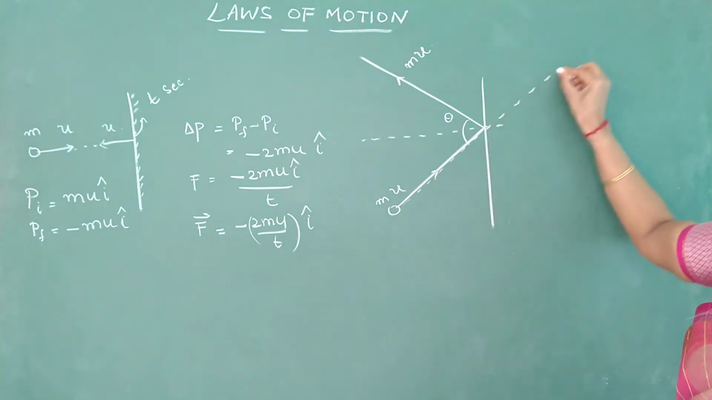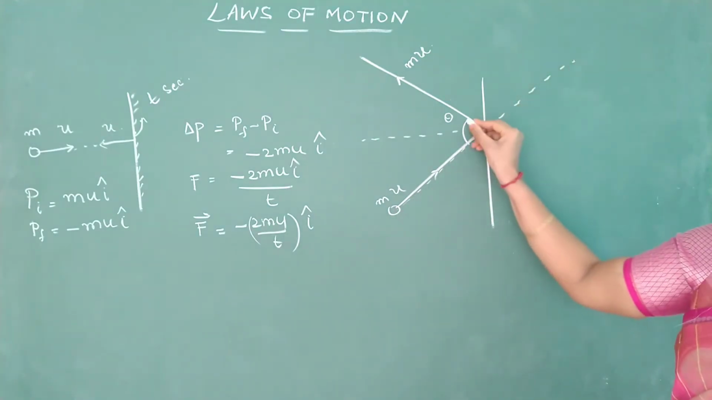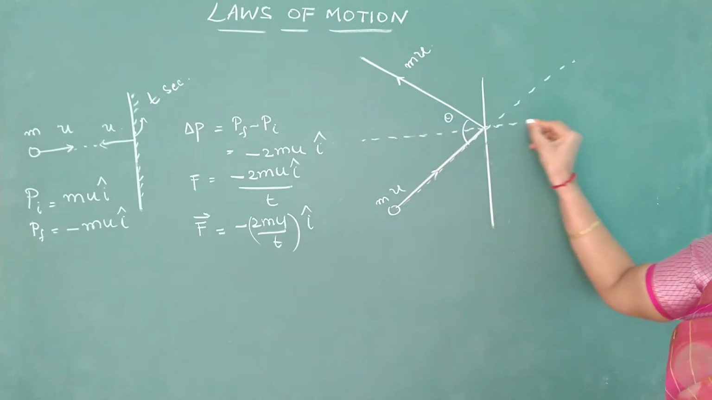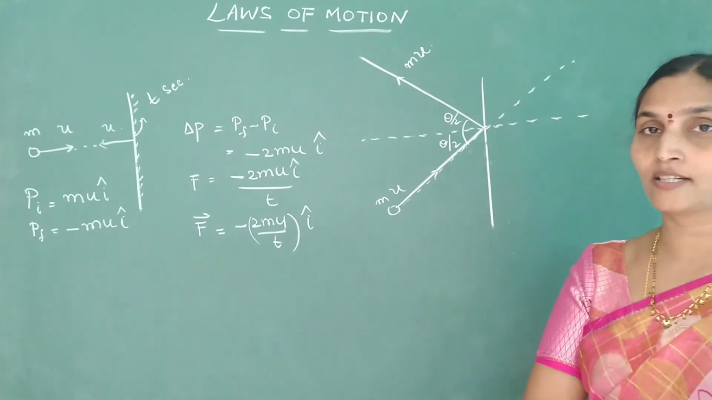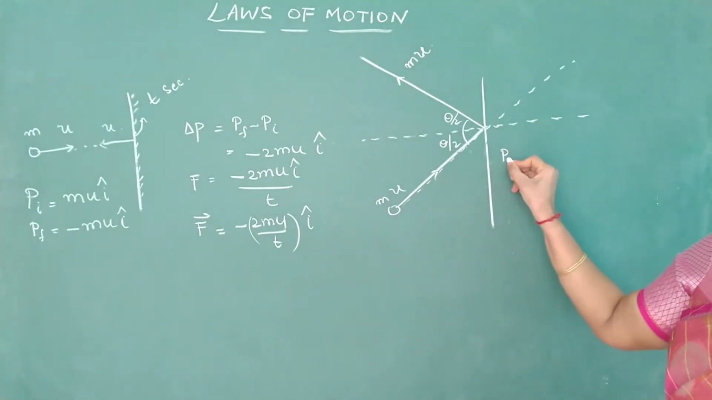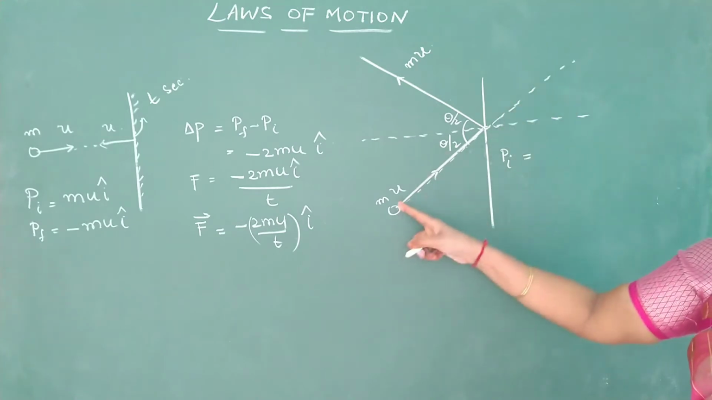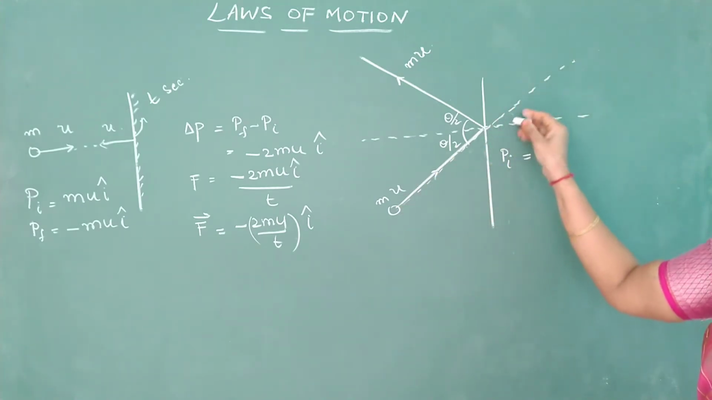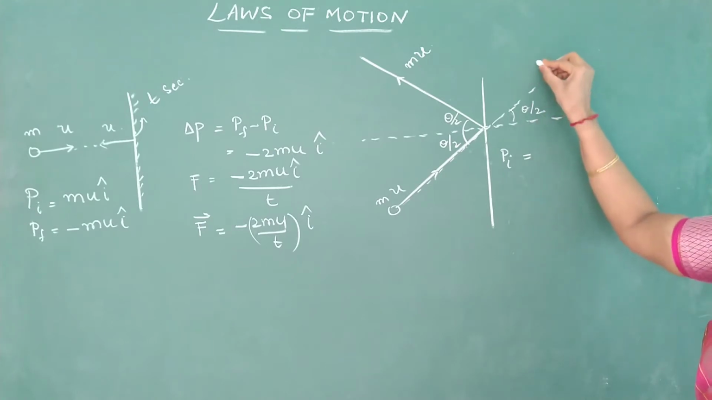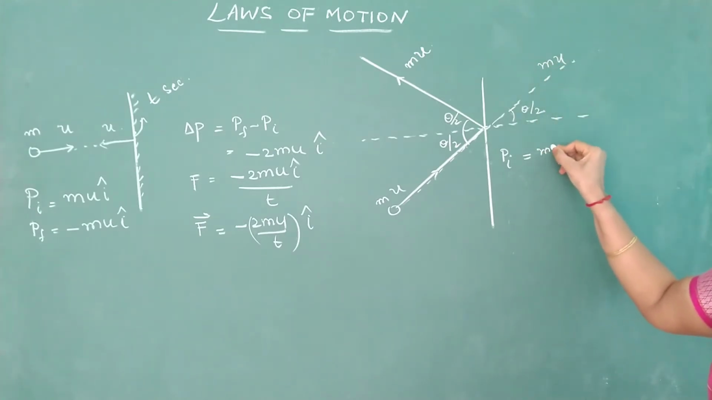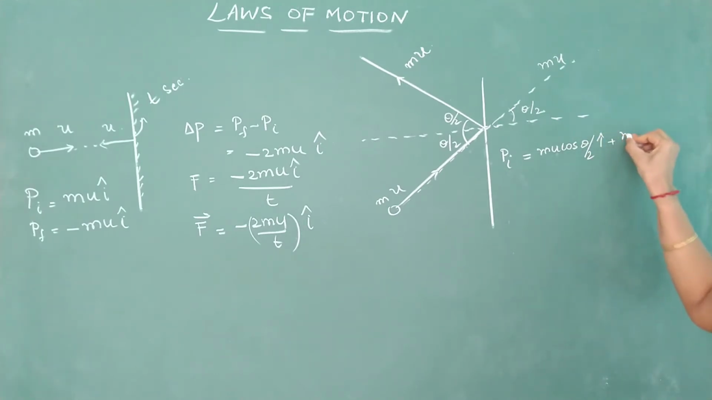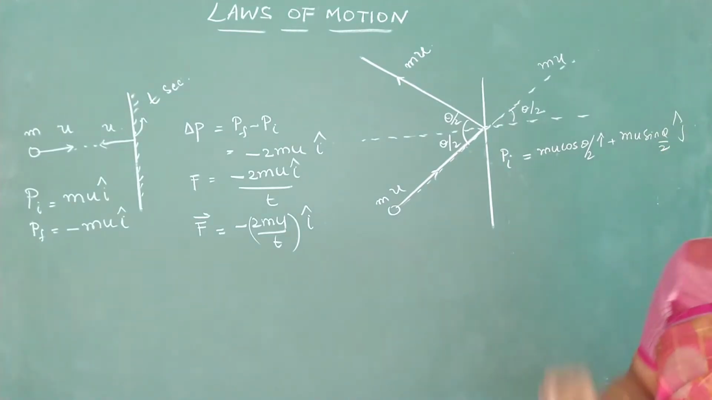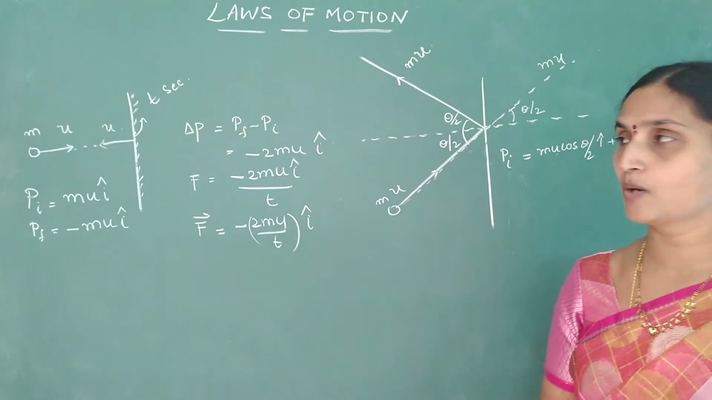This is your initial momentum direction, mu. If I take this whole angle as theta, I have taken a midpoint of it. This is theta by 2, theta by 2. Write the initial momentum in vector form. P initial is equal to... this is your direction of initial momentum. Resolve them into components: mu cos theta by 2 i cap plus mu sin theta by 2 j cap. I wrote the momentum by resolving it into components.